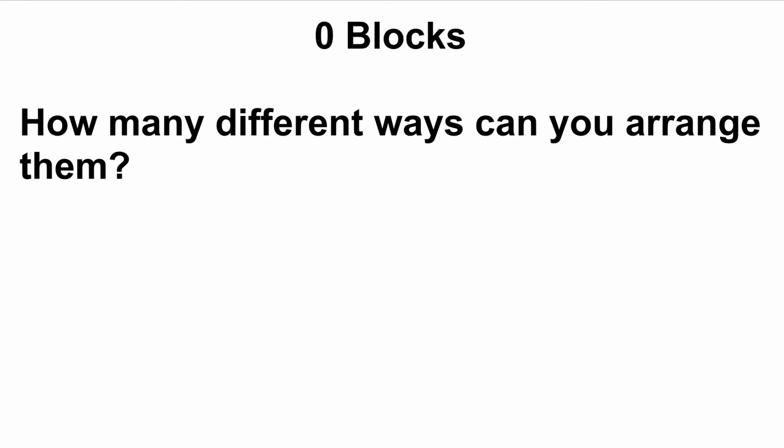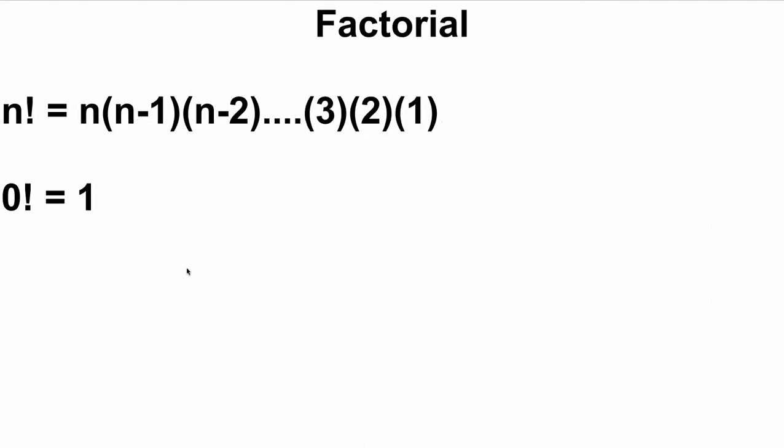That's it. Okay, why am I telling you there's no ways you can arrange 0 blocks? This is why. Because we're talking about the concept of factorial here. What factorial means is you take some number and you multiply it times every number smaller than itself until you get to 1. But what about when you have 0? Well, you can't go 0 times whatever. 0 is kind of a special case.